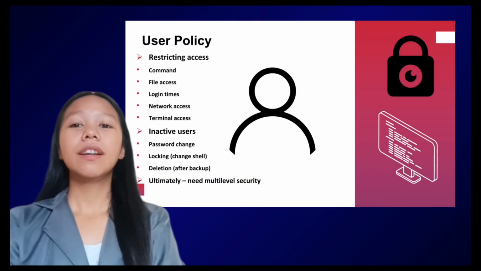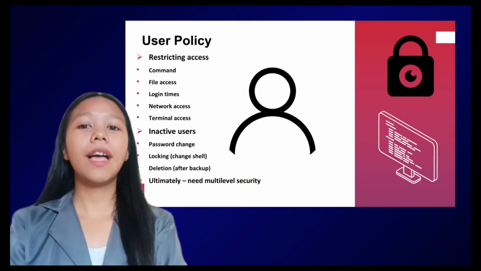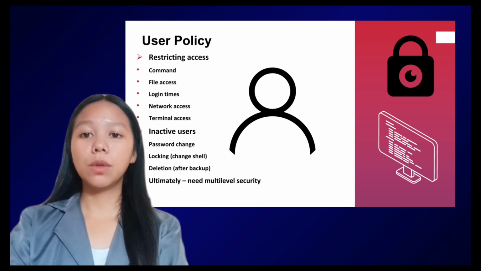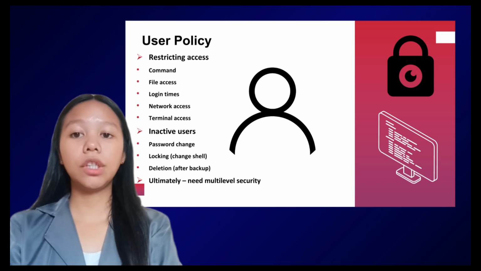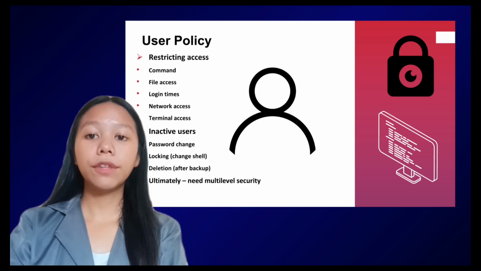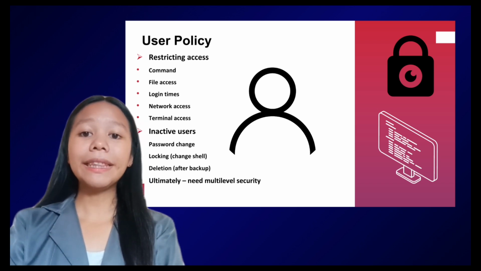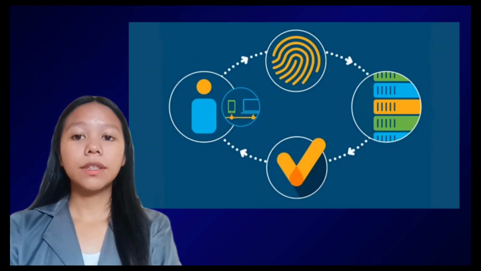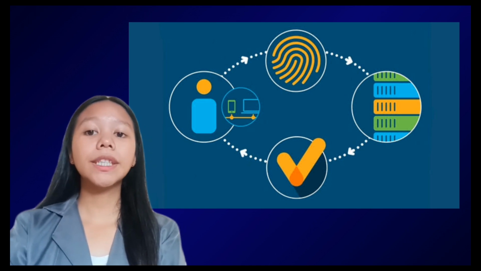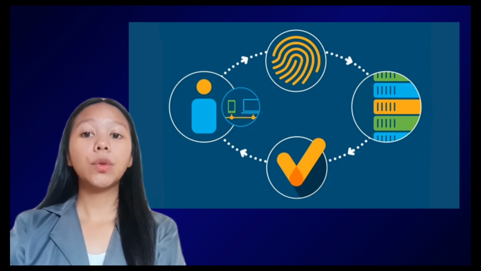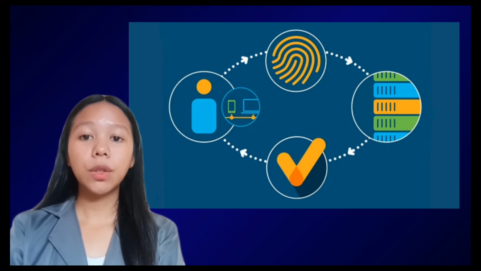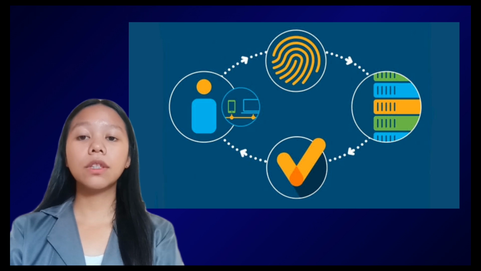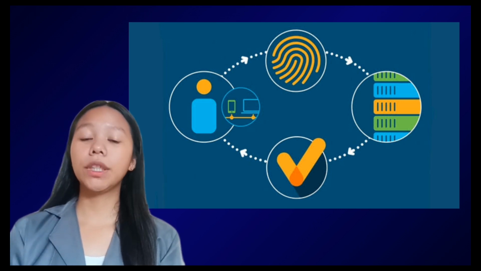User policy: restricting access, command file access, login times, network access, terminal access, inactive users, password change, locking or change shell, deletion or after backup. Ultimately need multi-level security. User policy is about setting rules to control what users can do on a computer or network to keep everything secure. In short, user policies are about controlling access, managing inactive accounts to maintain security and protect important information.